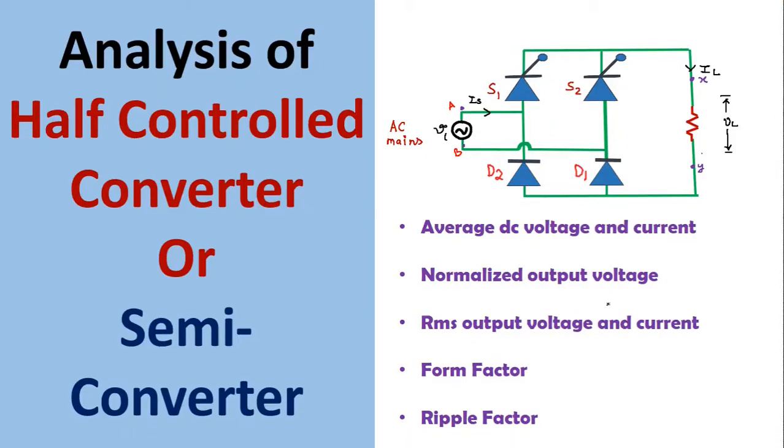In this lecture, we are going to see analysis of half control converter or semi converter with resistive load. In the previous classes, we have seen the analysis of half wave control rectifier with resistive load. So in this lecture, we are going to derive first average DC output voltage and current, then normalized output voltage, then RMS output voltage and current, then form factor, and last is ripple factor. So this is the circuit diagram of the half control converter or semi converter with resistive load.